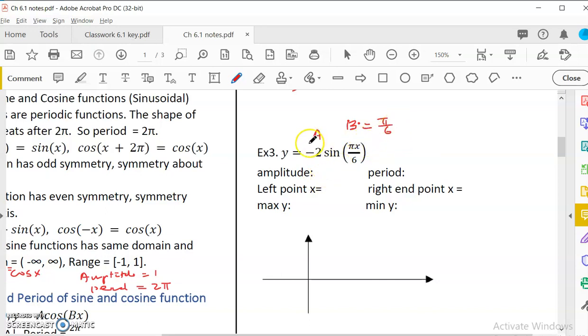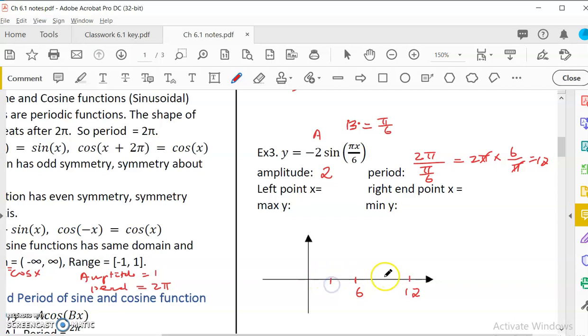So amplitude is the absolute value of -2, meaning it's 2. So it means the wave would go maximum 2. Period is pi over 6. What does it mean? That means the new period now is 2 pi divided by pi over 6. Again, we're dividing a fraction. That means 2 pi times 6 over pi. Pi and pi cancel. That's equal to 12. So it is a radian, so you could have 12. And the middle would be 6.